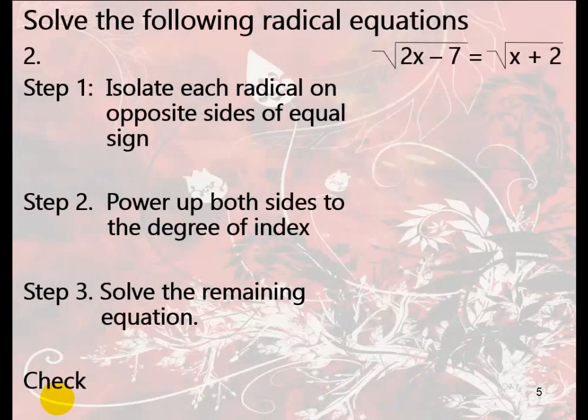So we can also have a radical on each side. You just want to separate them so that they're on opposite sides of the equal sign. And then what you want to do is you want to square both sides. So I'm going to square both sides.